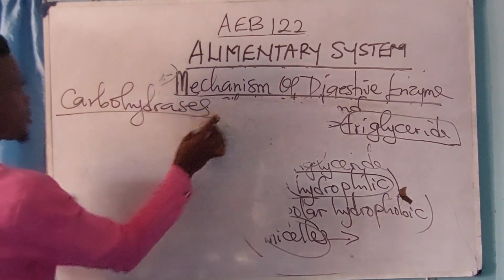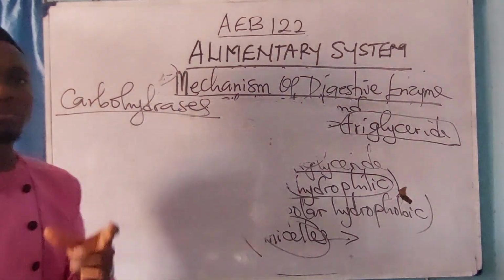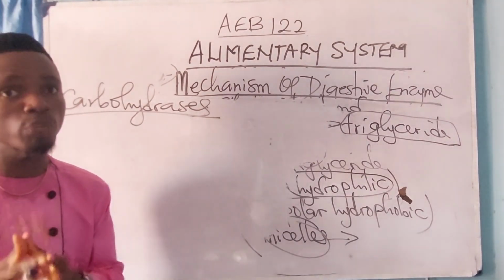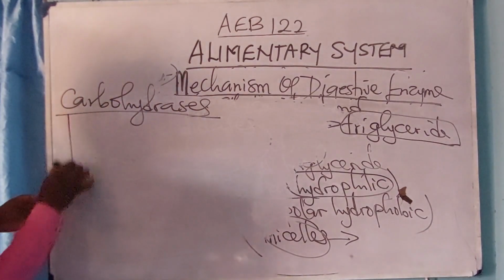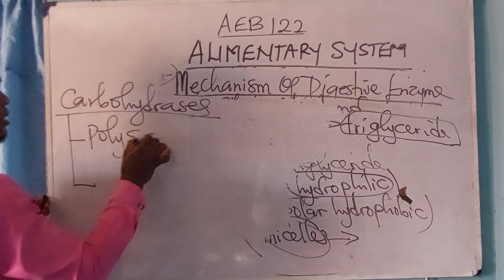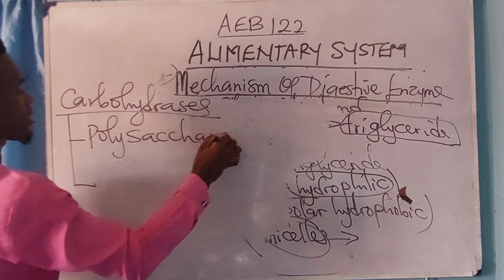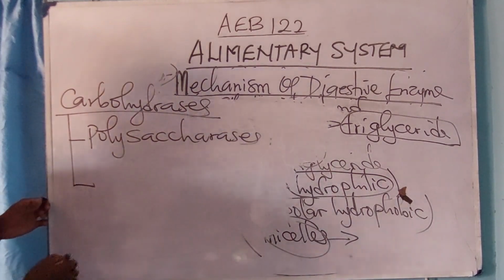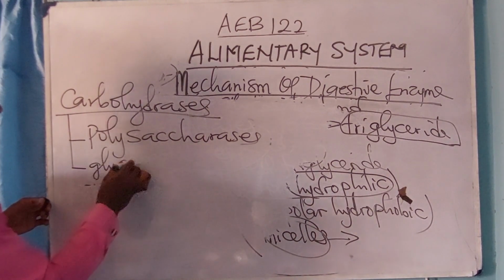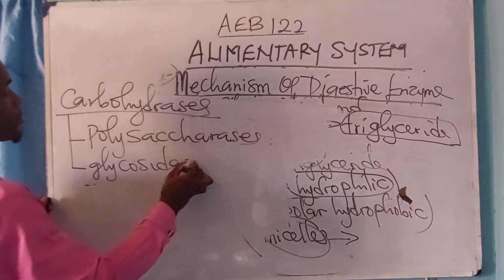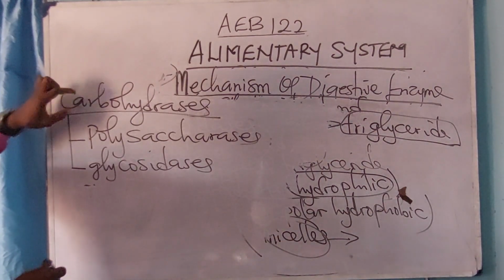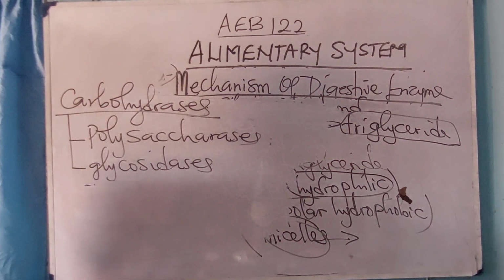Now, carbohydrases, I said, are enzymes that act on the glycosidic bond present in carbohydrate molecules. Now, there are two types of carbohydrases. We have the polysaccharases and we have the glycosidases. These are the two enzymes that carbohydrases are divided into.